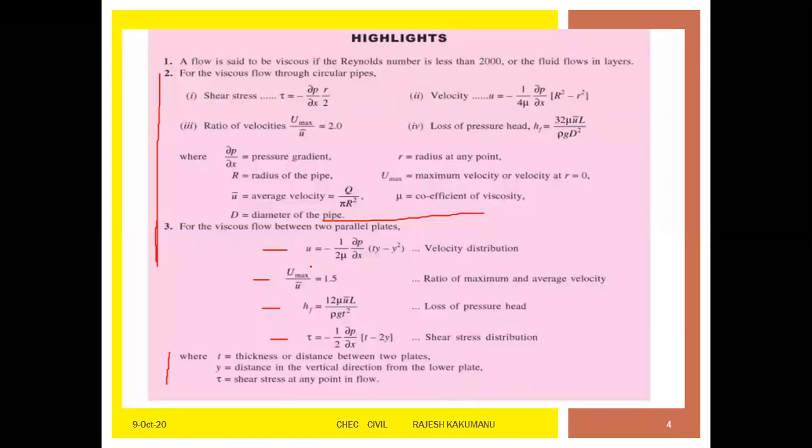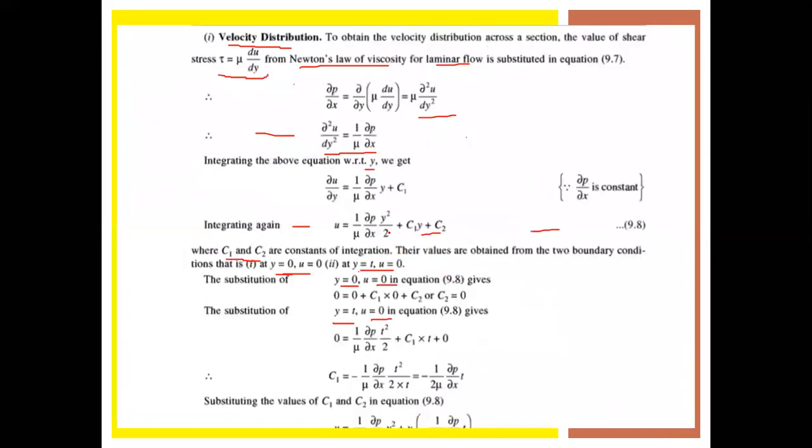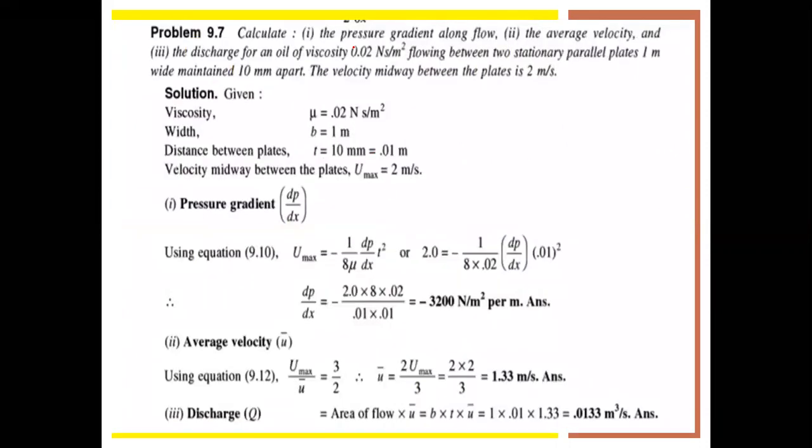The velocity distribution formula is u = (−1/2μ)(∂p/∂x)(ty − y²). So these are the formulas related to the parallel plate problems. With these formulas, now we'll start doing the problems.